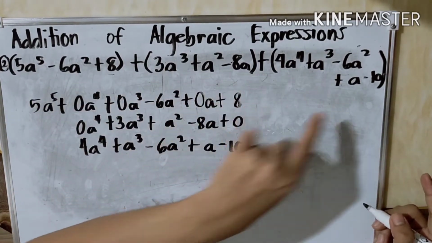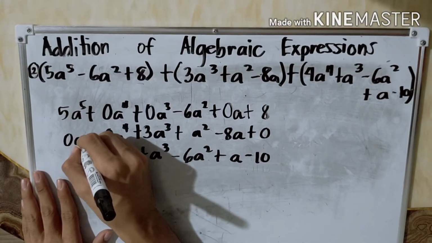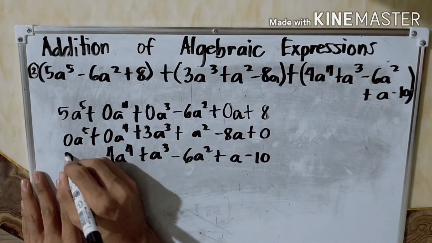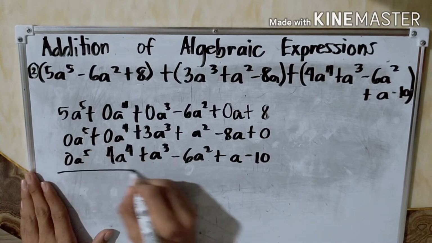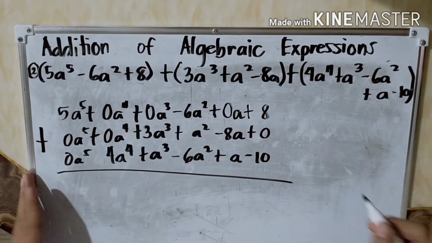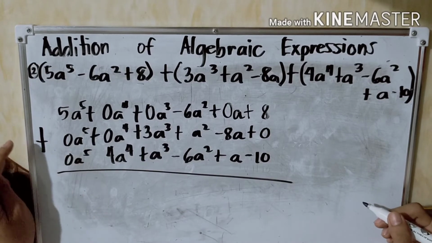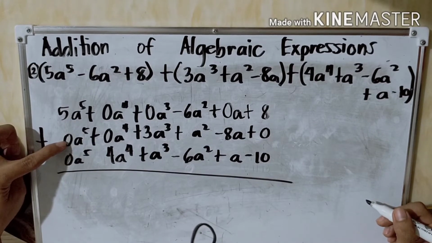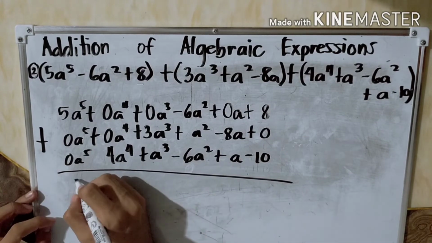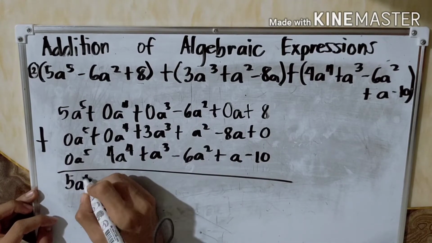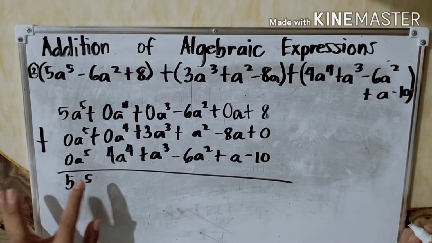Ito wala, ito wala din. So lagyan lang natin ng 0a to the fifth. At ito ay 0a to the fifth. Okay, plus. Pero pwede naman kayong hindi maglagay ng 0, hindi wala siyang katapat. Okay, space lamang. 5 plus 0 is 5 plus 0 is 5. Just copy 5a to the 5. Or 5a fifth.